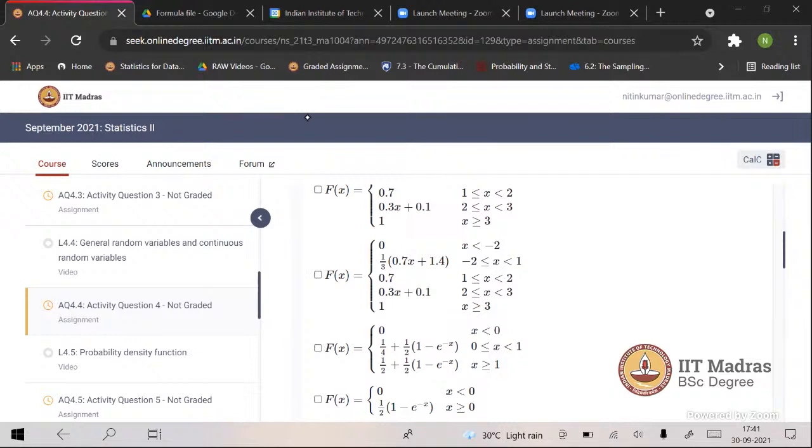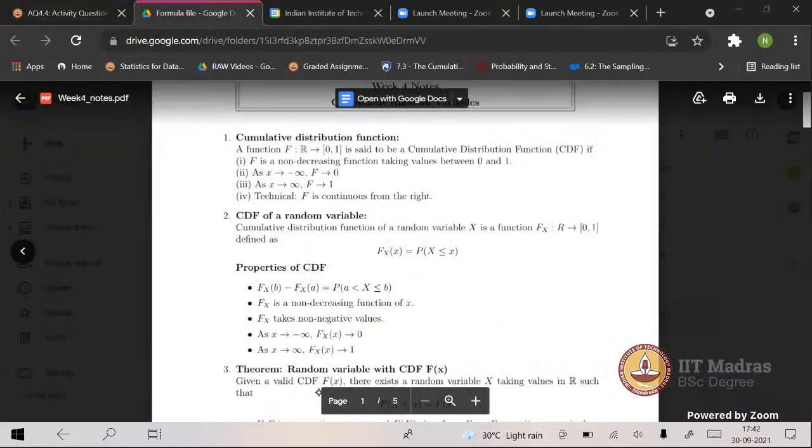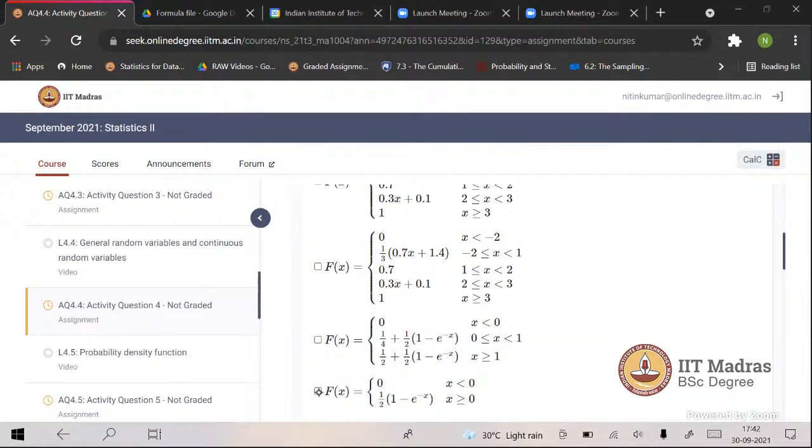Is it continuous? Is it a CDF of a continuous random variable or not? So how will you check? This one is continuous. So how did you check that? The left hand limit, right hand limit, and value. Yeah, you'll just check the continuity because all the other properties are satisfied.